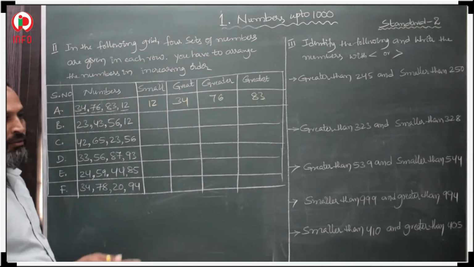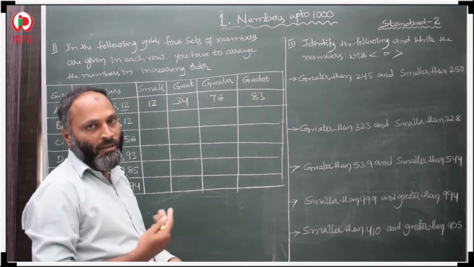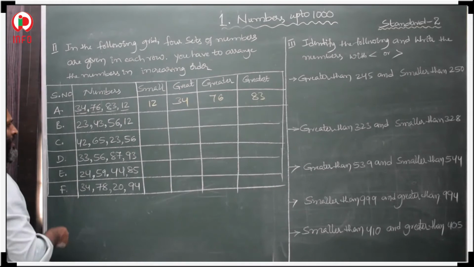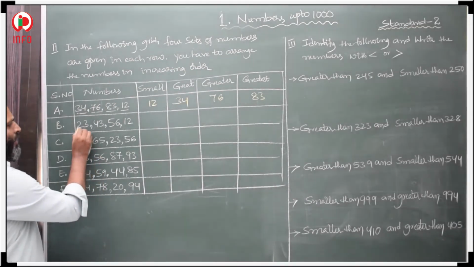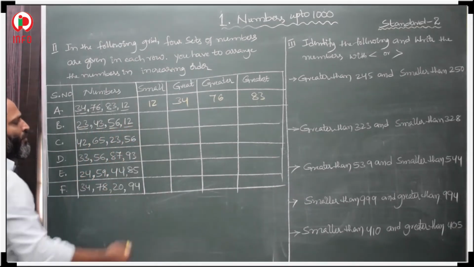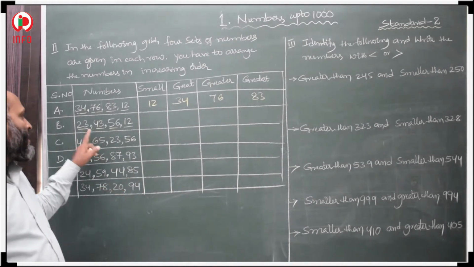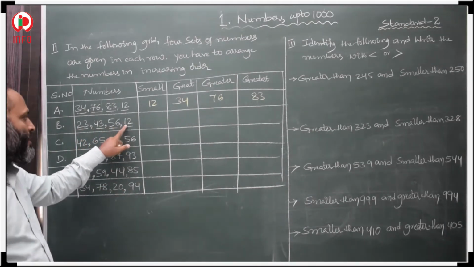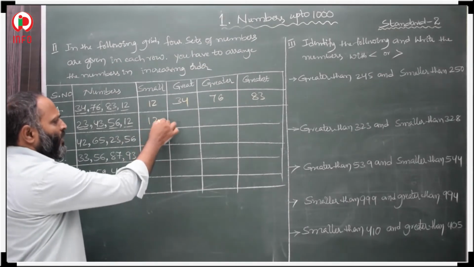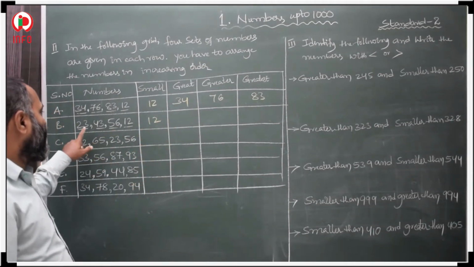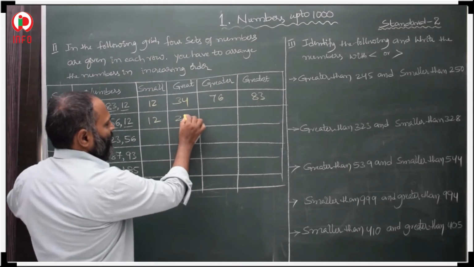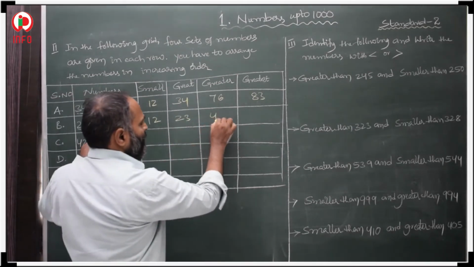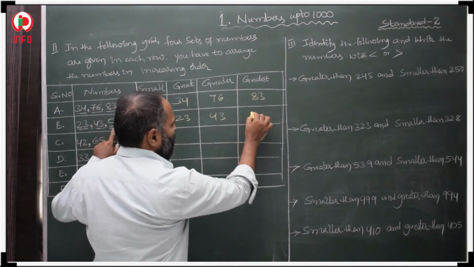So what we did before, in exactly the reverse order we have to write. Here 4 sets of numbers are given. In the tens place 2, 4, 5 and 1 are there. So this is the smaller: 12 is the smallest, and a little bit bigger, that is the great number, 23. Greater number is 43, which comes after. Then 56 is the greatest number.